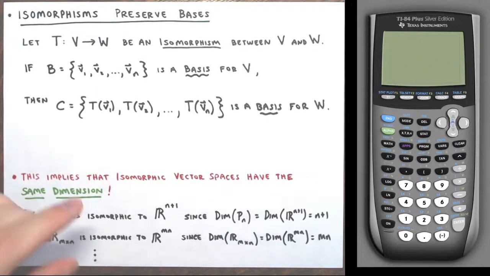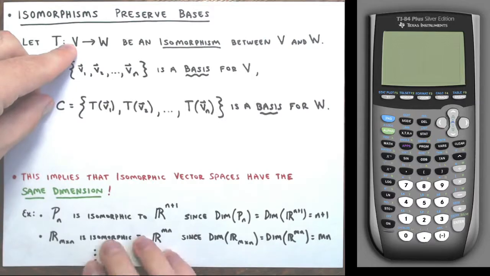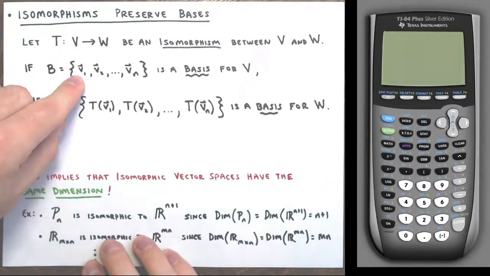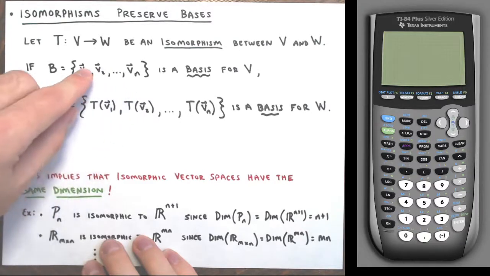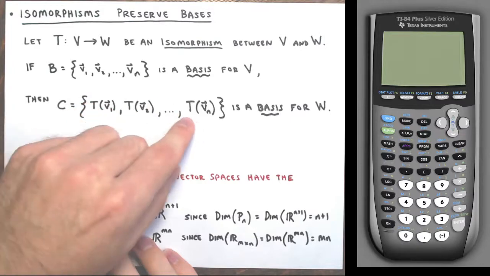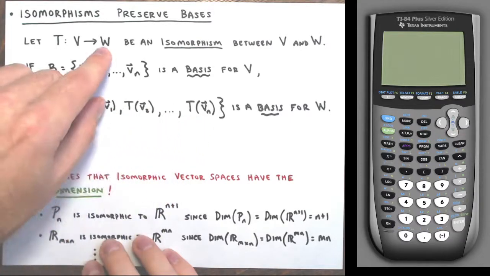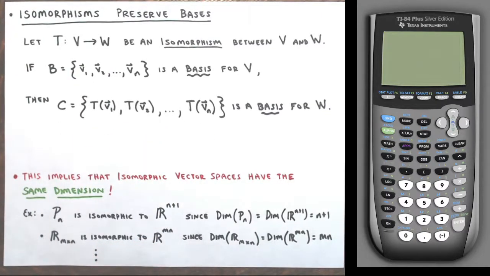Right? Remember what it means to be a basis. That means that every vector in V, every vector in the domain, can be written as a linear combination of these vectors, and these vectors are independent. And the vectors that they map to would also be independent, and every vector in the codomain can be written as a linear combination of those outputs. All right, so bases correspond to bases in isomorphic vector spaces. Right, and that's a beautiful thing.